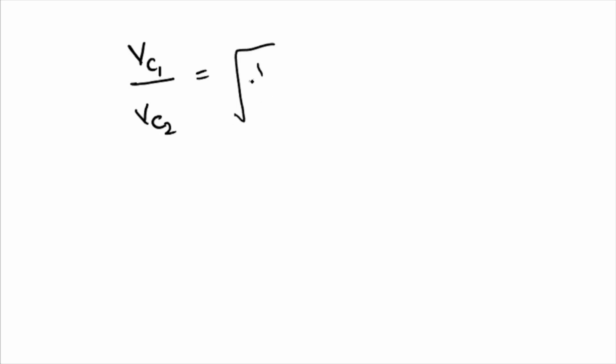Now your VC1 divided by VC2 will be equal to 1 by 2. See, the square root of 1 by 4: 2 squared is 4, so it is 1 by 2. So the ratio they have asked for is 1:2. Okay, clear? That's all. Very important question. You can just practice this question.